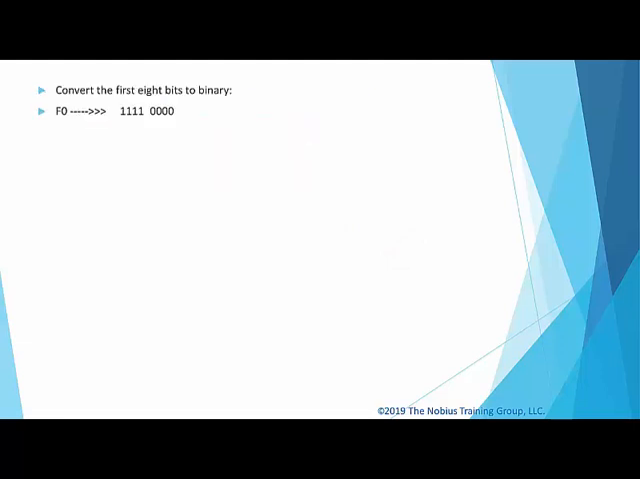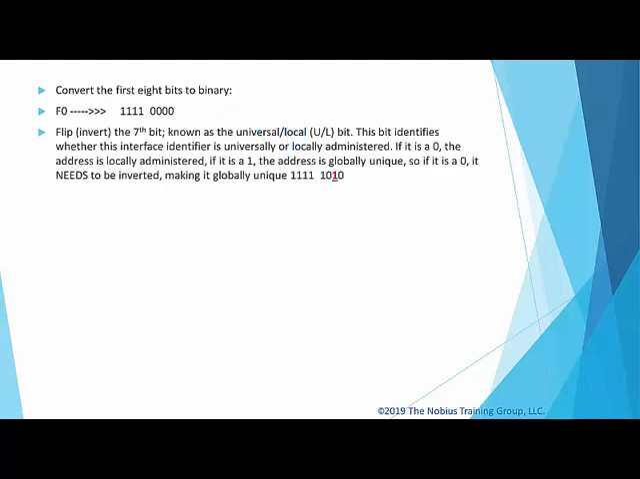You must convert the first 8 bits into binary, so the F0 would be 11110000. You flip or invert the 7th bit out of that 8 bits. This bit is known as the universal/local bit. This bit identifies whether the interface identifier is universally or locally administered. If it's a 0, the address is locally administered. If it's a 1, the address is globally unique, so if it's a 0, it needs to be inverted, making it globally unique. Convert this back into hex. So where it used to be F0, it now becomes F2.